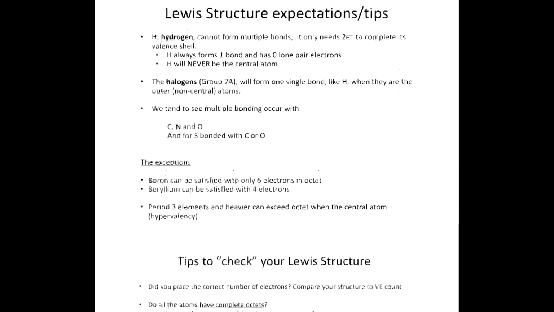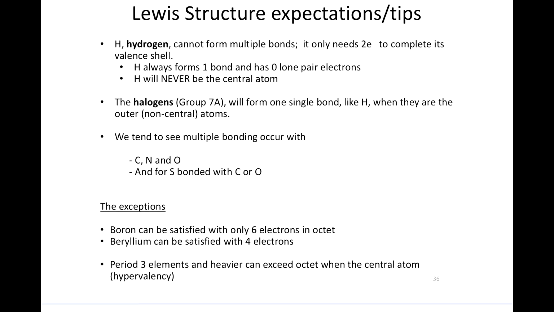So these next 2 slides just kind of contain a lot of tips and exceptions for Lewis structures. But as long as you practice, you'll see a lot of trends come out. So for example, hydrogen is only ever going to form a single bond, right? When hydrogen just has 1 single bond to it, its octet is complete. You don't have to think about adding more electrons around it. Hydrogen will never be your central atom.